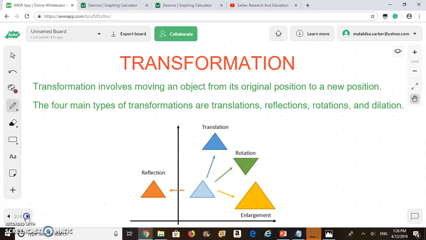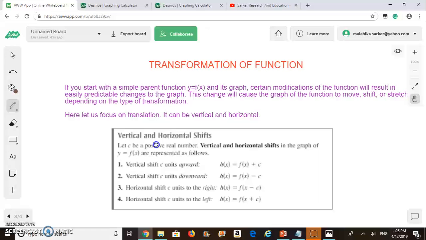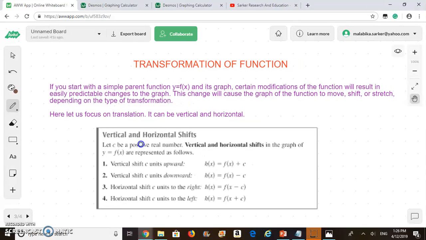Now the transformation can also be done in case of mathematical functions. What do we mean by that? If you start with a simple parent function y equals f(x) and its graph, certain modifications of the function will result in easily predictable changes to the graph. These changes will cause the graph of the function to move, shift or stretch depending on the type of transformation. So in case of functions also, the transformations can be of four types, which we already know: translation, reflection, rotation and dilation. Now let us focus on the translation part of the transformation only.